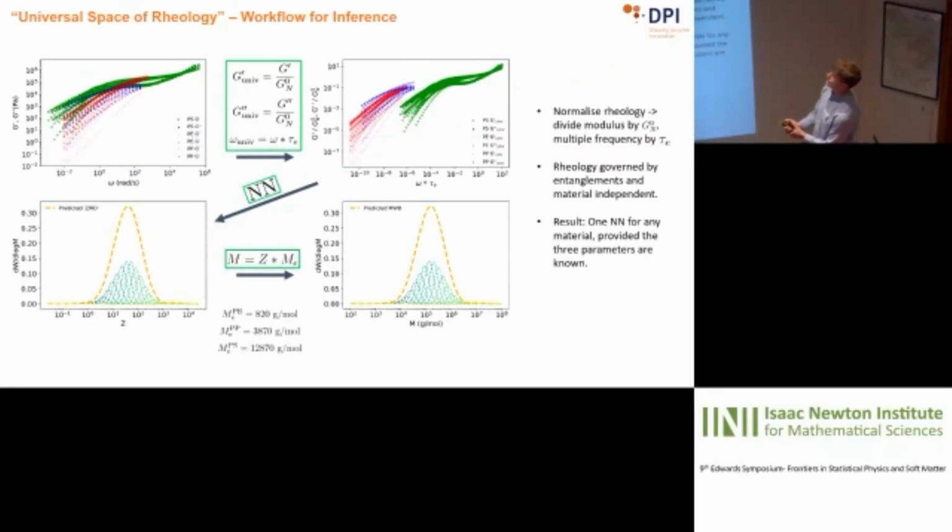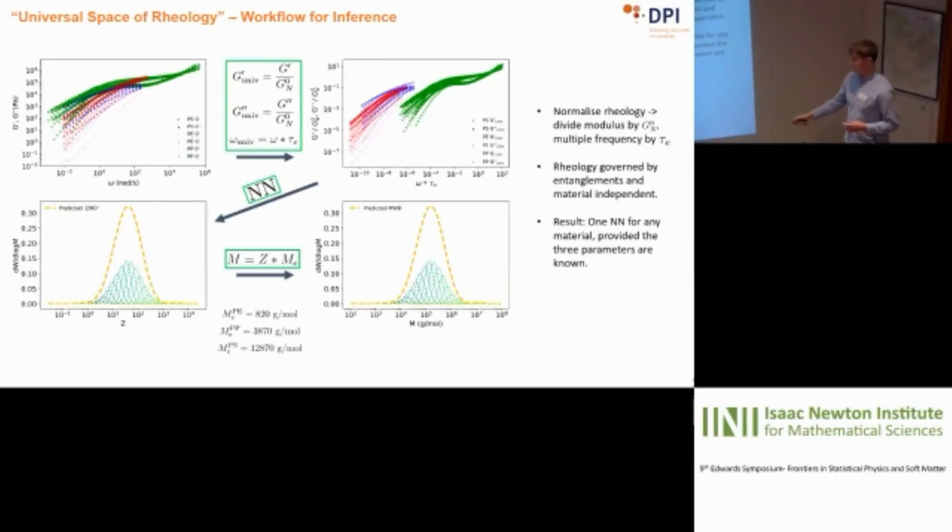So to do that, we normalize the stress scale with the plateau modulus and the time scale with the entanglement time. And then for longer time scales for well-entangled polymers, the dynamics are completely dominated by the entanglements within the melt. So in theory, in this universal space of rheology, we should be able to train one neural network to predict a distribution of the number of entanglements with these two parameters here.